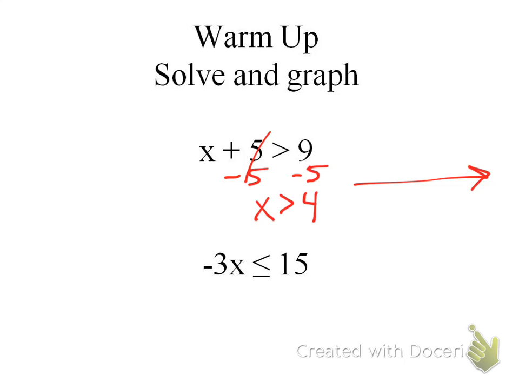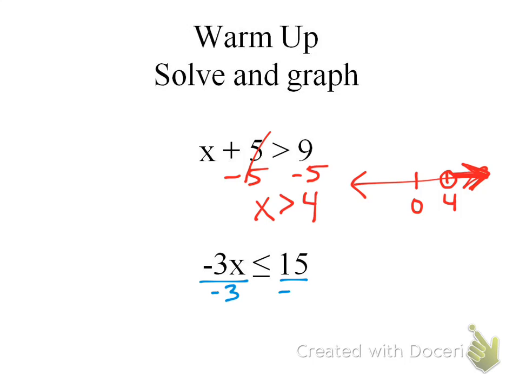To graph that, I need a number line. Start at the 4. Is this going to be an open circle or a closed circle? Open, and then things that are greater than 4 are to the right, so I shade in the right of the number line. Questions? What about the next one?